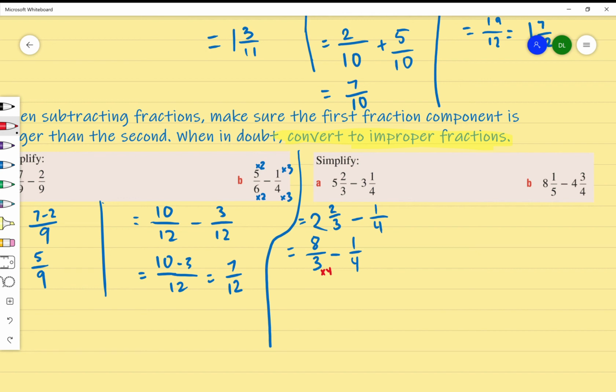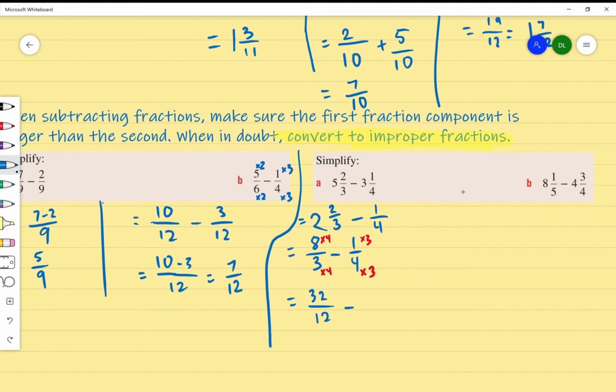8 times what gives me 12? Well, sorry, that's not correct. I times the bottom by 4, so I times the top by 4. Over here, 4 times what gives me 12 is times 3. And if I times the bottom by 3, I times the top by 3. And I end up with 8 times 4 is 32, over 3 times 4 is 12.